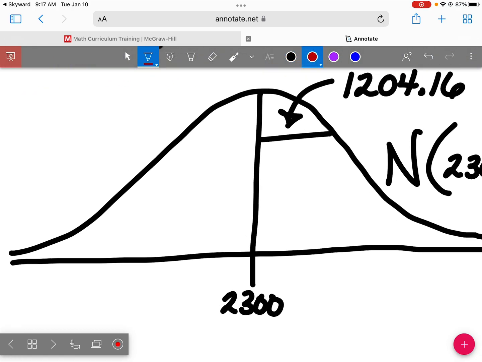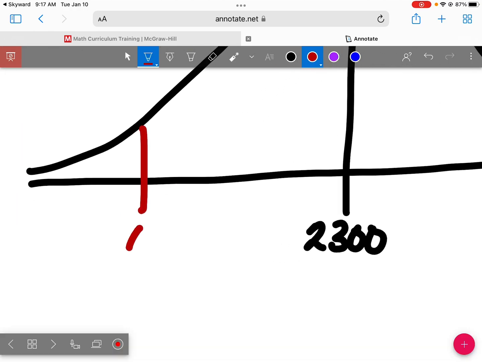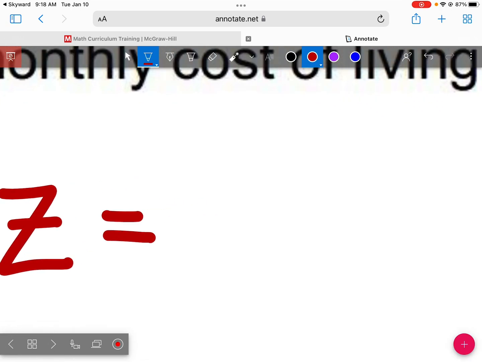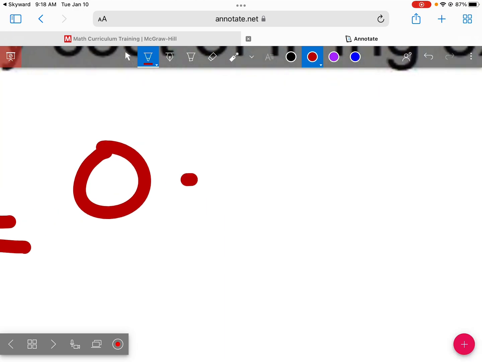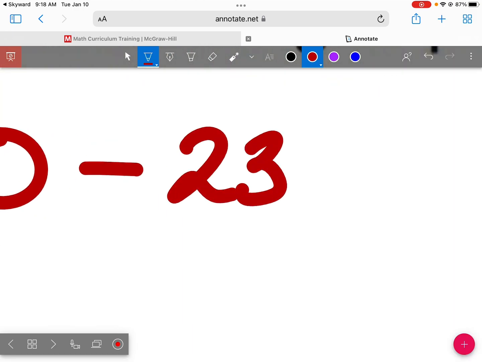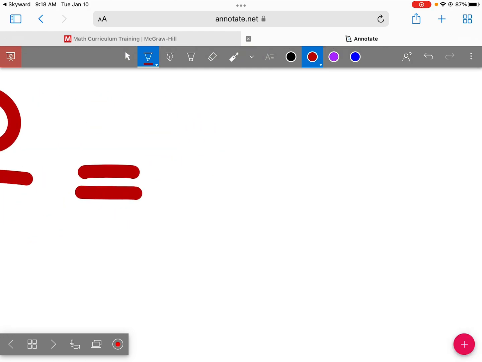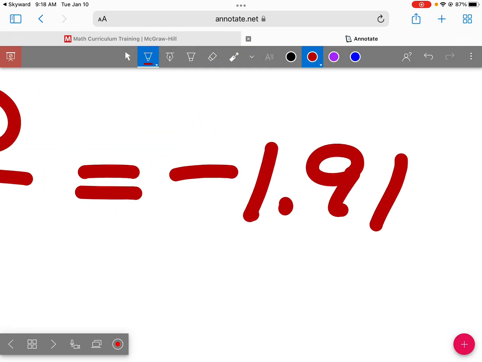Where would 0 be on here? Because you said it needs to be a negative, so I need 0 and less. Yep, so somewhere over here, right? And I heard negative 1.9. If we calculate our z-score, 0 minus 2,300 divided by 1,204.16, we get negative 1.91. That tells me how many standard deviations away I am from the mean. It tells me about where to put it on my picture too.